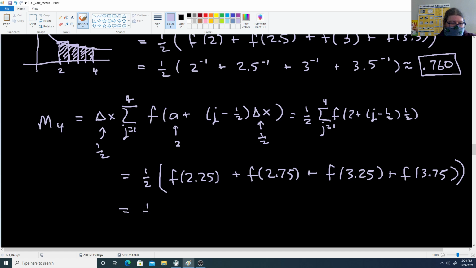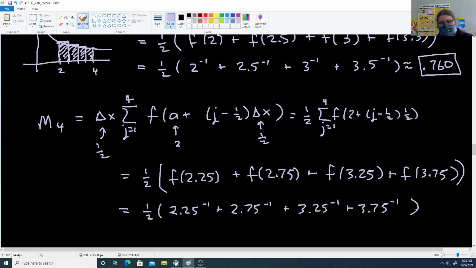Okay, so we're going to evaluate those numbers by plugging them into the function. We get 2.25 to the negative 1 plus 2.75 to the negative 1 plus 3.25 to the negative 1 plus 3.75 to the negative 1. We'll total that all up in our calculator. Plus 2.75 to the power negative 1 plus 3.25 to the power negative 1 plus 3.75 to the power negative 1. And we get, this is about equal to 0.691.